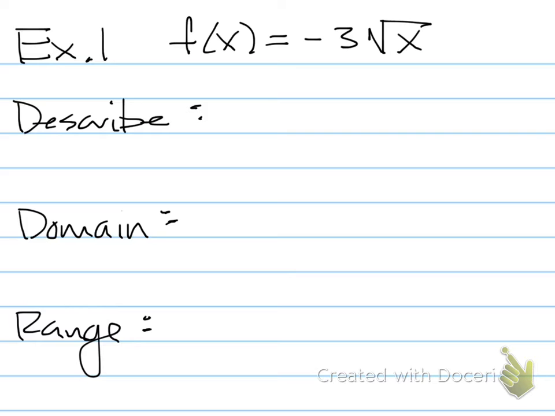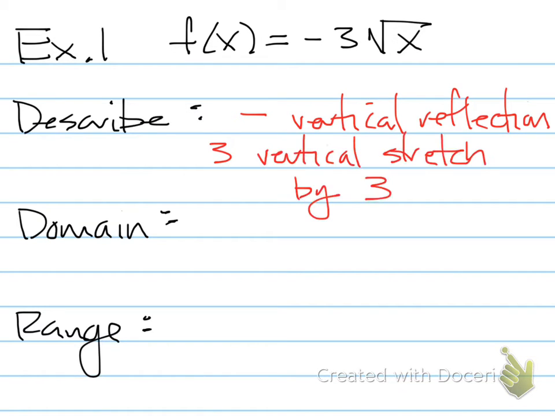All right, first example. We can see that A is -3. So when we're describing it, we want to separate those two transformations. Let's start with the negative. The negative is going to reflect it vertically, and then the 3 is going to stretch it vertically by a factor of 3.